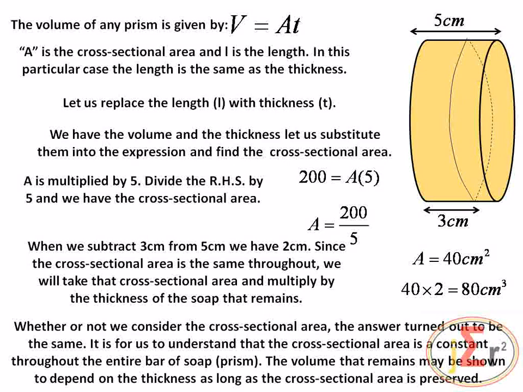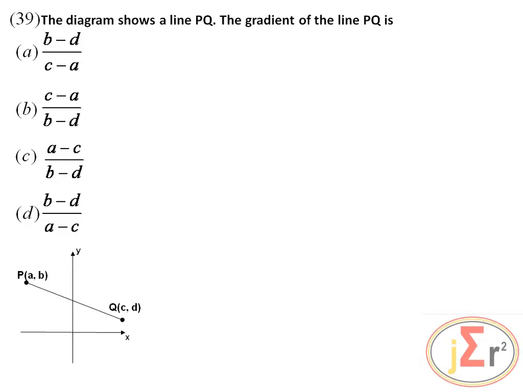It is for us to understand that the cross-sectional area is a constant throughout the entire bar of soap, which is a prism. Or it is a cylindrical bar of soap, and a cylinder is a prism with a circular cross-section. So the volume that remains may be shown to depend on the thickness as long as the cross-sectional area is preserved. And we are sure that the cross-sectional area will be preserved because we are talking about the volume of a prism, and a prism has a uniform cross-sectional area.